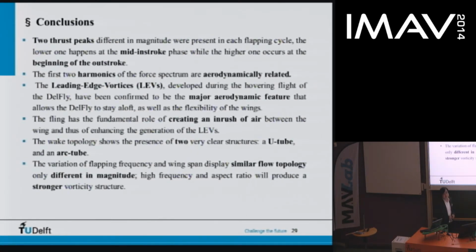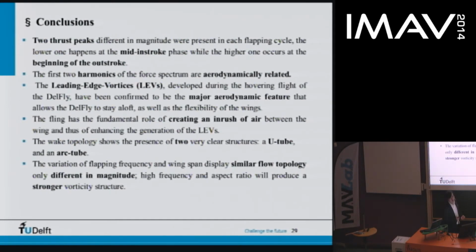Also, it's time to wrap up this research. Two thrust peaks, different in magnitude, are present in each flapping cycle. The lower one happens at the mid-in-stroke phase, while the higher one occurs at the beginning of the out-stroke. But in DelFly Micro, it's the opposite way. The higher one happens during the in-stroke and the lower one in the out-stroke.